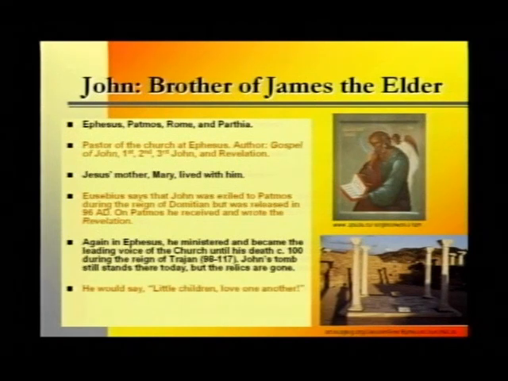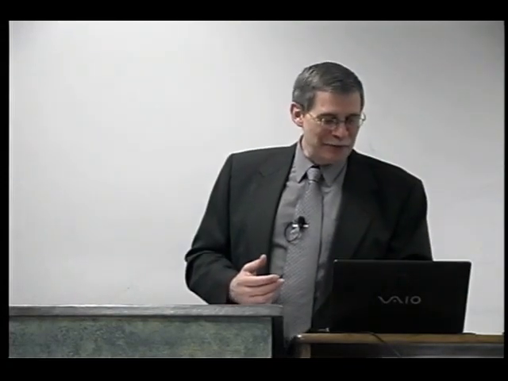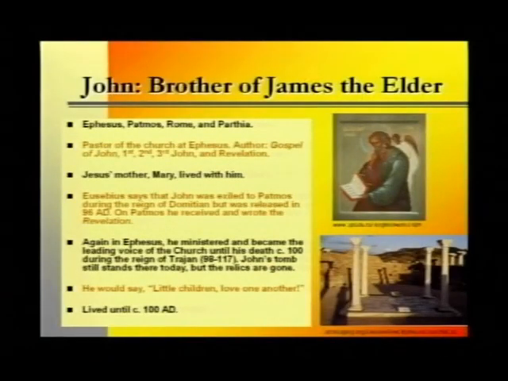Apparently, when he would preach as an old man, he would get in front of all of his disciples that followed him, and we're talking about thousands of people there. And usually his preaching was very short, and he would simply say, "Little children, love one another." The disciples would get a little bit perturbed and say, "You know, Pastor John, won't you say something else to us? Won't you preach to us?" And he would simply say, "If you do this, you have done everything that is necessary." So that's one of the things that was written about him. He lived until around 100 AD.